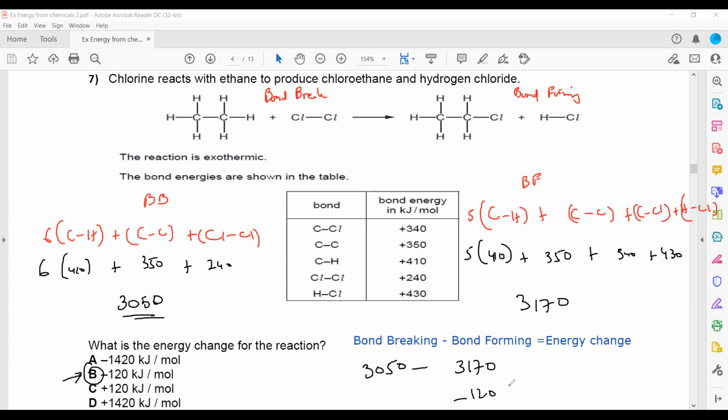And what is this reaction, exothermic or endothermic? We are getting a negative 120. What is the nature of this reaction? Exo or endo? Because we are getting a negative answer for energy change, it means the reaction will be exothermic. Energy will be released when this reaction occurs. Is it clear, this example? Any doubt?